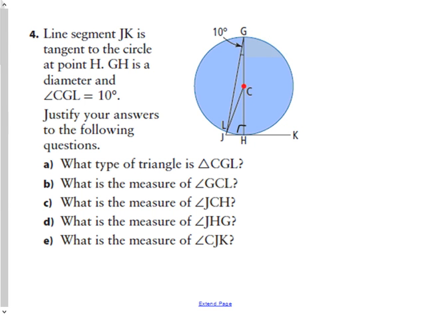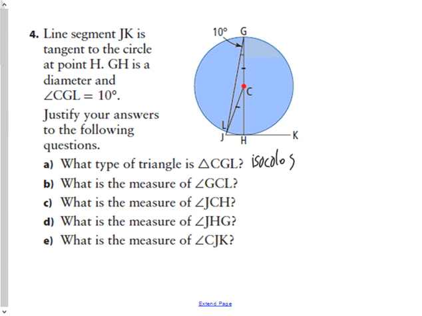Justify your answers to the following questions. What type of triangle is CGL? So I'm going to type CGL. What type of triangle is that? The answer again is isosceles. And the reason why is because it has two radiuses. And I'll draw the radius here and here. Those are two radiuses, which makes it an isosceles triangle.